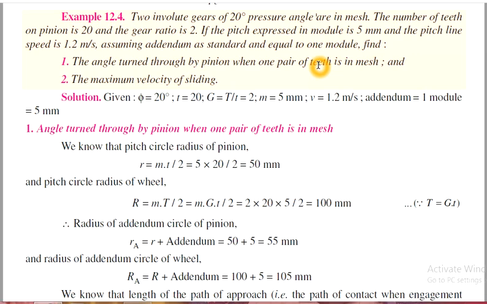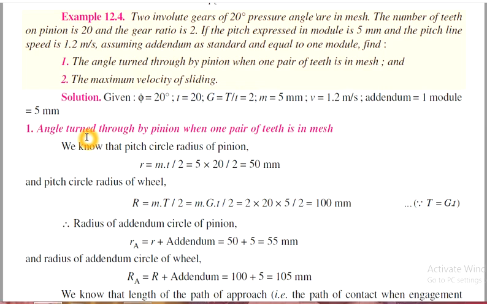Therefore, finding these values, we know that the pressure angle phi is 20 degrees. The number of teeth of the pinion is 20, and what is meant by gear ratio is nothing but the number of teeth of the wheel to the teeth of the pinion, that is capital T by small t, that is equal to 2. The module is 5 mm. Addendum is equal to 1 module, that is the module is 5 mm, so addendum is equal to 5 mm.